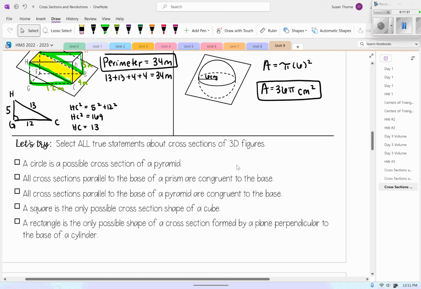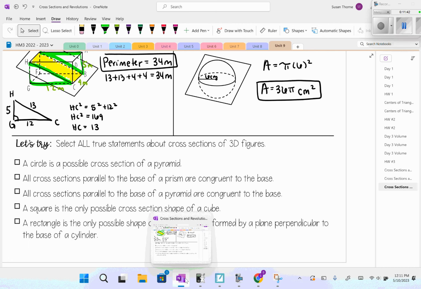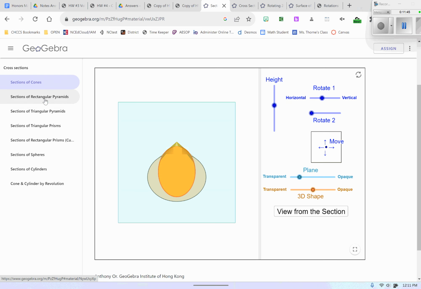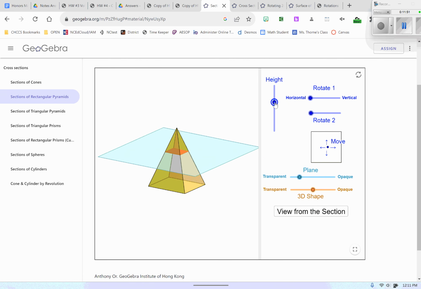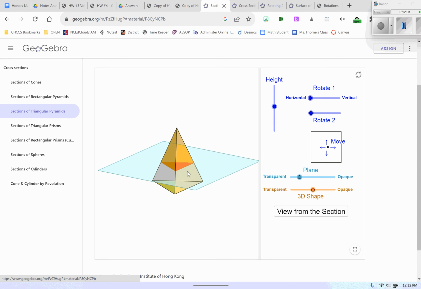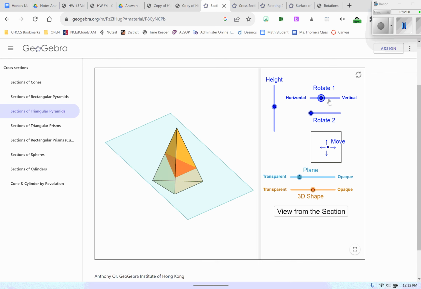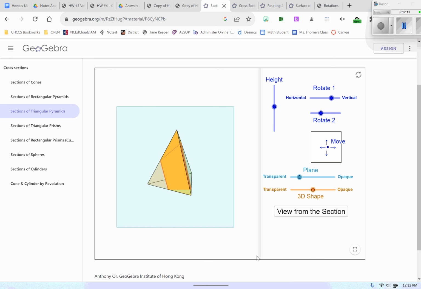Next, it says select all true statements about cross sections of 3D figures. So it says a circle is a possible cross section of a pyramid. If we go back to here, we have a rectangular pyramid. Notice that it doesn't matter how I rotate this. No matter what, I am not going to be able to get a circular shape. So here's a triangle pyramid. Again, no matter how I rotate that, it is not going to give me a circular shape, okay?